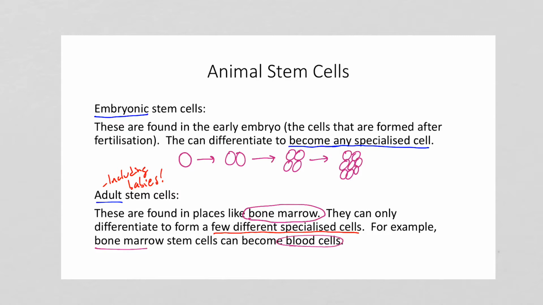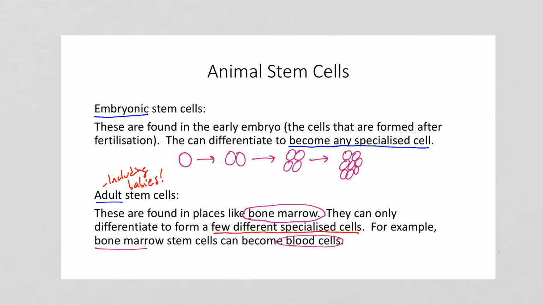So big difference there. Embryonic stem cells can differentiate into any specialized cell. It has that superpower. Adult stem cells can only differentiate into a few different types of specialized cell. And the example you have to remember is bone marrow, which can differentiate to become blood cells.